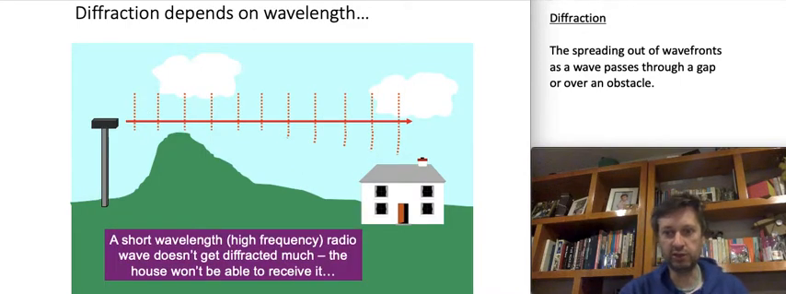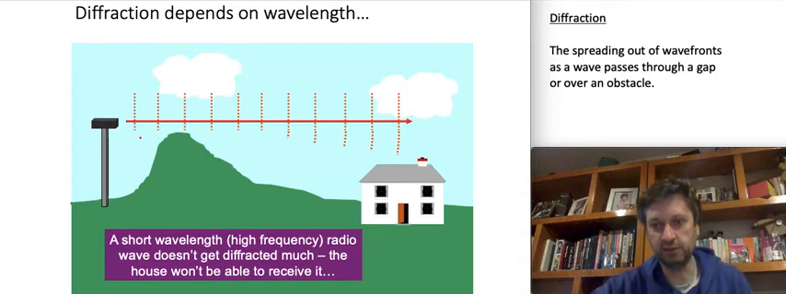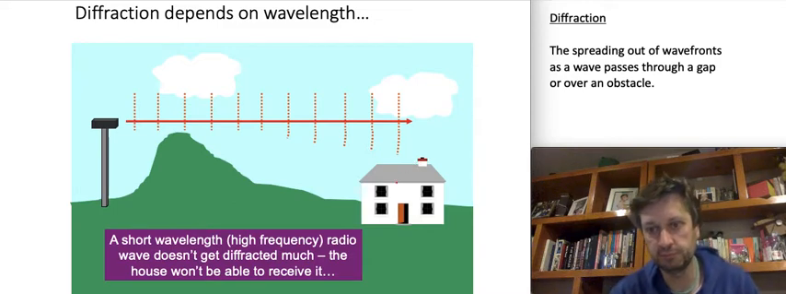Compare that to a radio wave. Radio waves have quite a big range of frequencies and wavelengths, up to hundreds of meters. If we take a radio wave with a small wavelength and therefore a very high frequency, and we've got a radio transmitter in this case on the other side of the hill, the person in the house won't be able to pick up that radio station on their radio because with these high frequency radio waves, not enough diffraction is occurring to bend the wave to the antenna at the house.